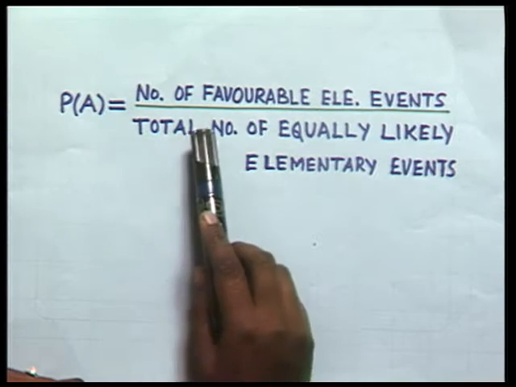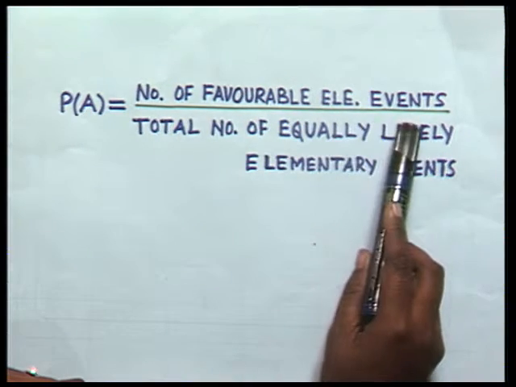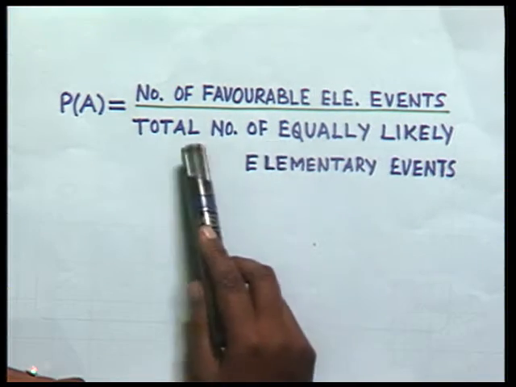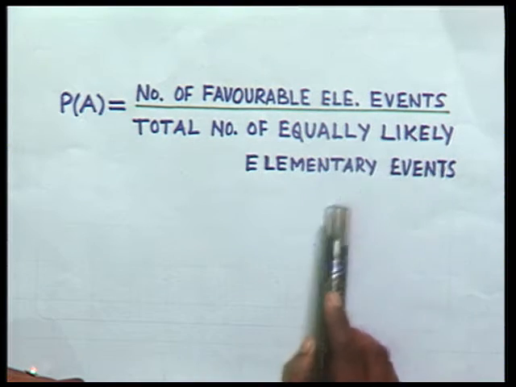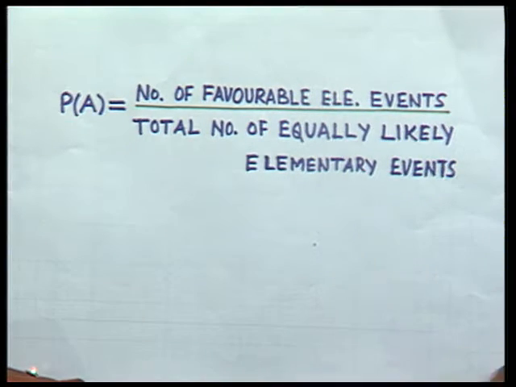Hello viewers, in our previous lesson we learnt what is probability and how we can calculate it if we know the sample space or the number of elementary events in it and the number of favorable outcomes or the number of elements in the set defining an event. So, the probability of an event A is given by the number of favorable elementary events upon the total number of equally likely elementary events.